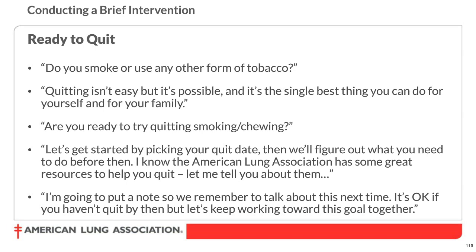The assist. Let's get started by picking your quit date. Then we'll figure out what you need to do before then. I know the American Lung Association has some great resources to help you quit. Let me tell you about them. The arrange. I'm going to put a note so we remember to talk about this next time. It's okay if you haven't quit by then, but let's keep working toward this goal together.